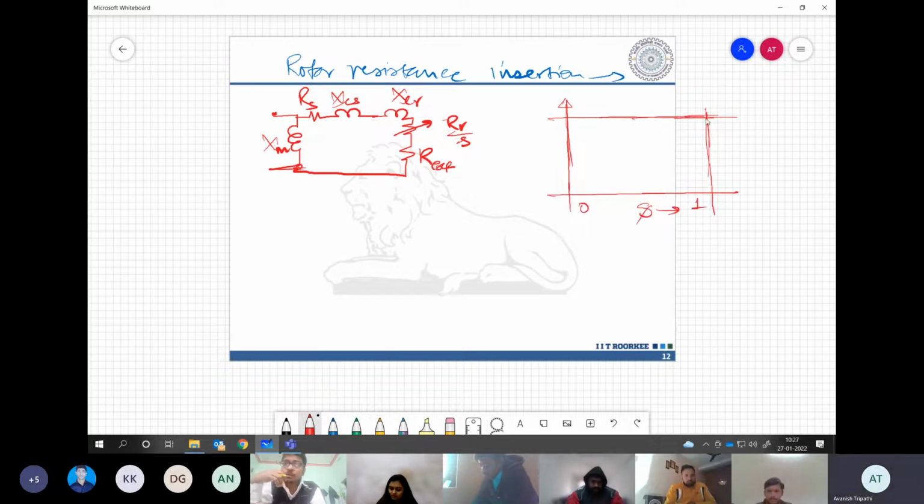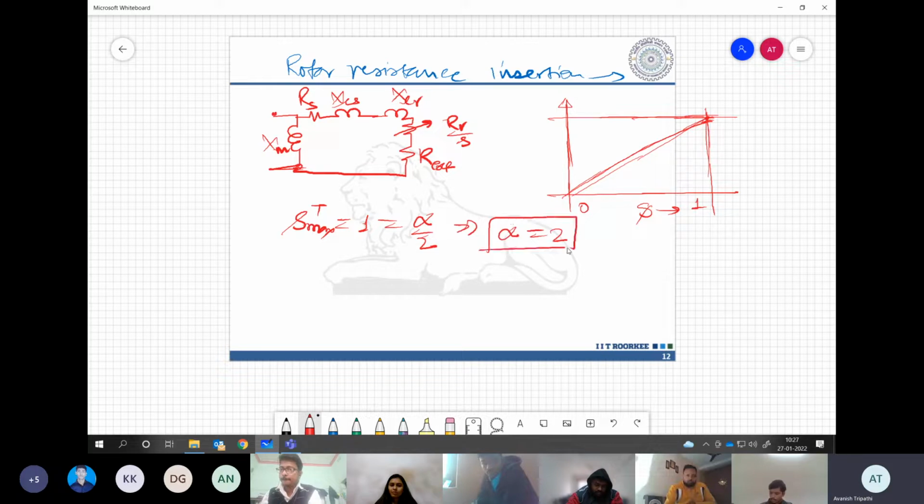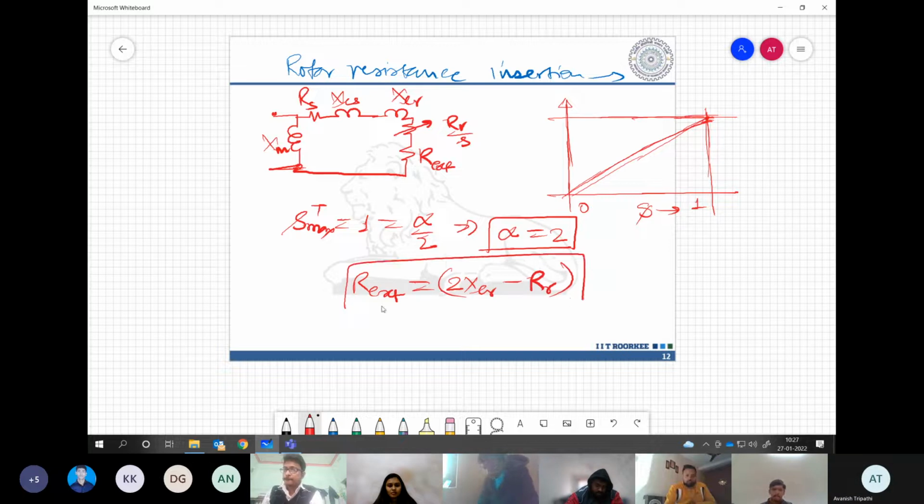So maximum torque is achieved when slip goes to 1. The maximum slip goes to 1. Which means this should be maintained. So always this maximum torque is occurring at alpha by 2. So then what we have basically is that alpha turning out to be 2. And we have seen that for this condition, we will have R external given as 2XLR minus RR. So for this condition, we will see how our circuit quantities are going to behave.